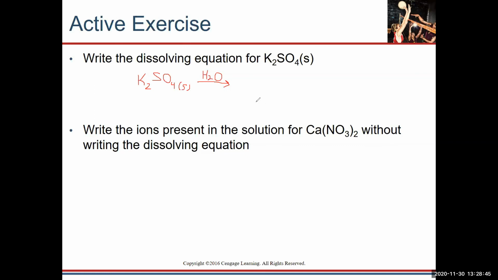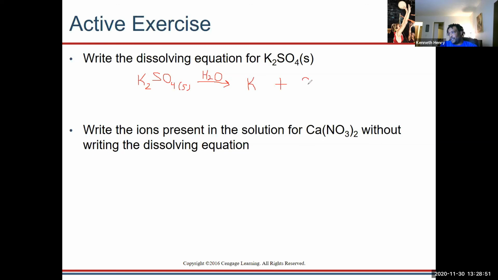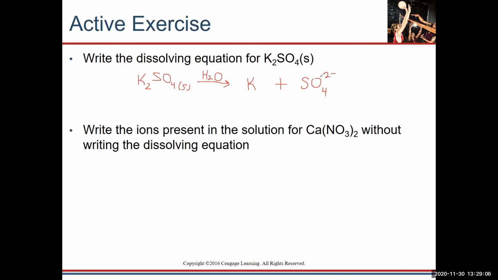Okay, it's going to be K plus SO4. Are there going to be charges associated with it? Oh, yeah. Hold on. SO4 is a 2 minus. Okay. And K is a plus. So you would write a 2 in front of the K, right?